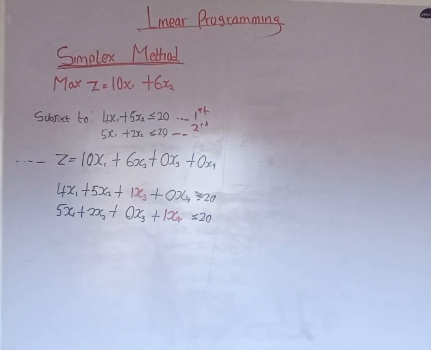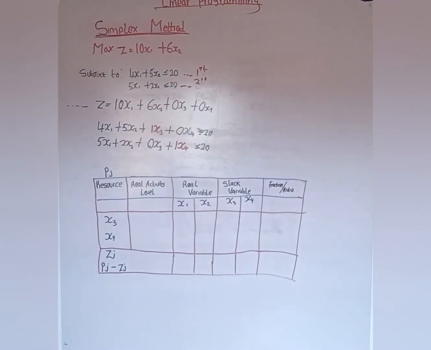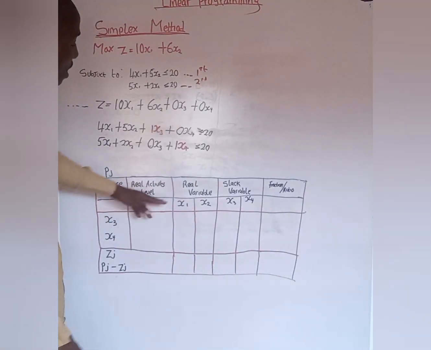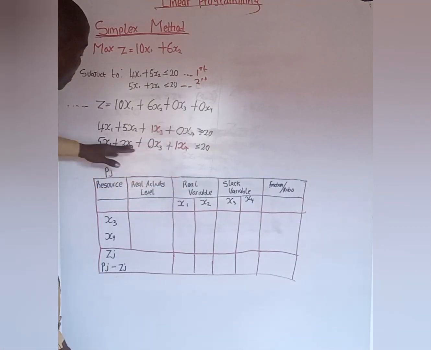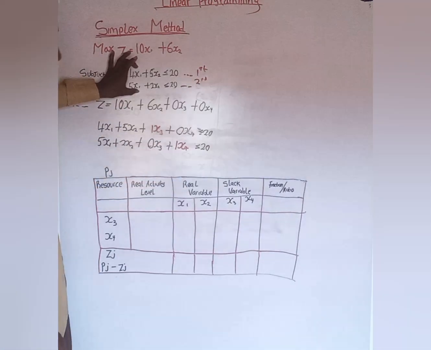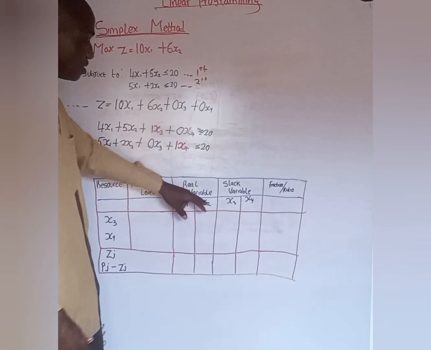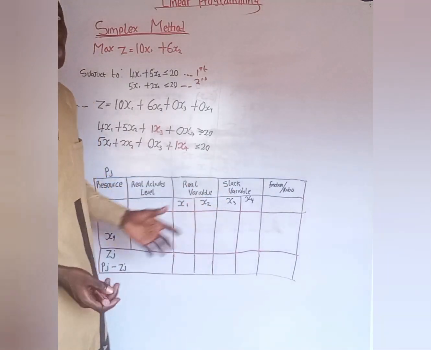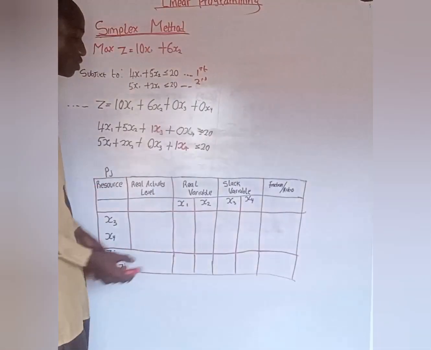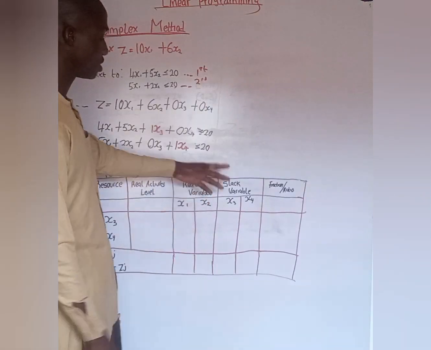Now, this is our initial simplex table. We have the resource, which is the input. Don't forget this is the input. Then we have the real activity level. We have the real variables, x1 and x2. And we have the slack variables that we introduced in the course of the production process to absorb the resources that are left out.